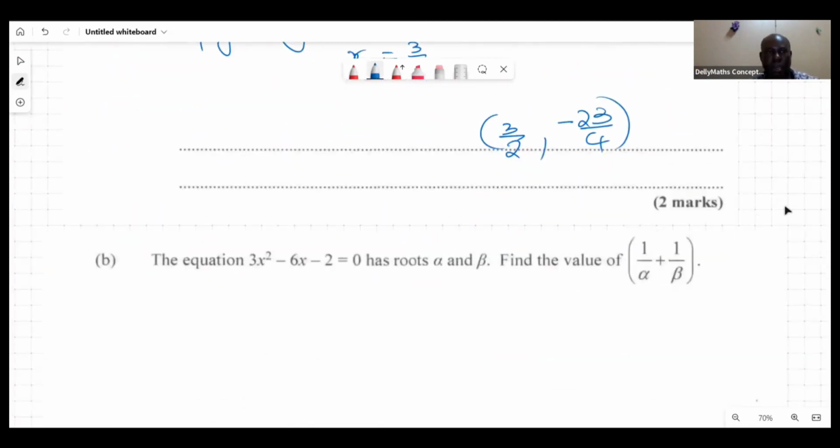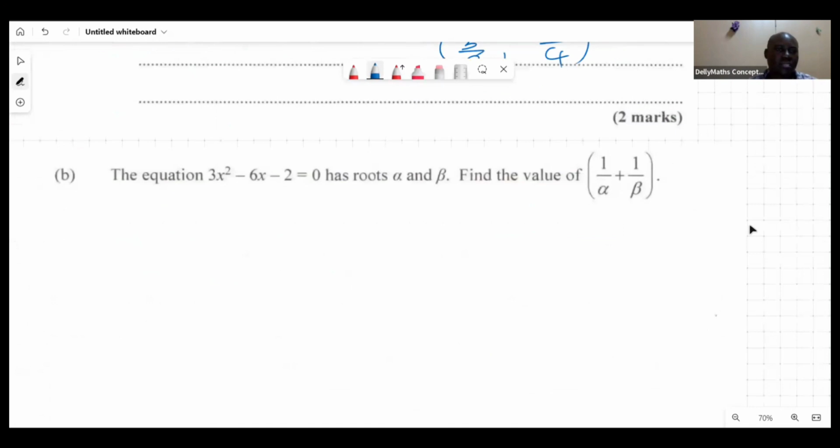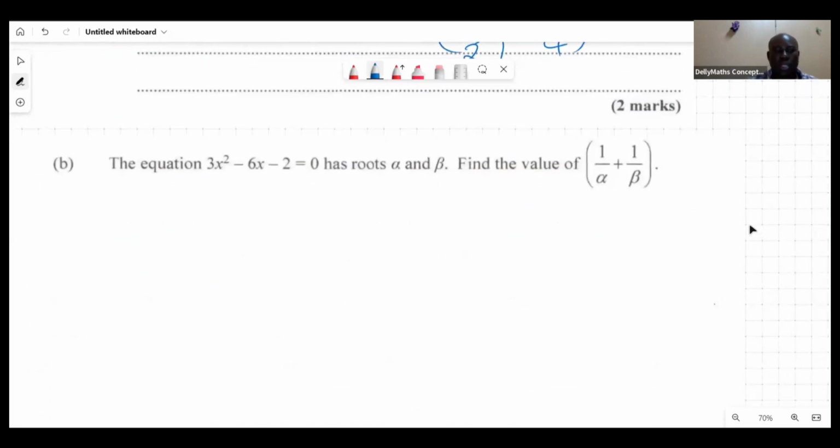Next one, it says the equation 3x squared minus 6x minus 2 equals 0 has roots alpha and beta. Find the value of 1/alpha plus 1/beta. All right, so this one comes with what we call the sums and products of roots, the relationship between the coefficients. Now, what we want to do is to understand what the sum represents.